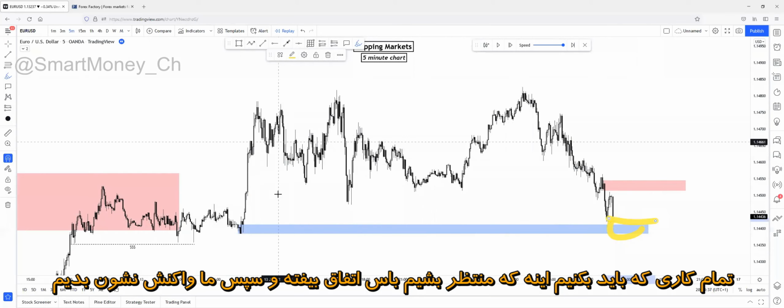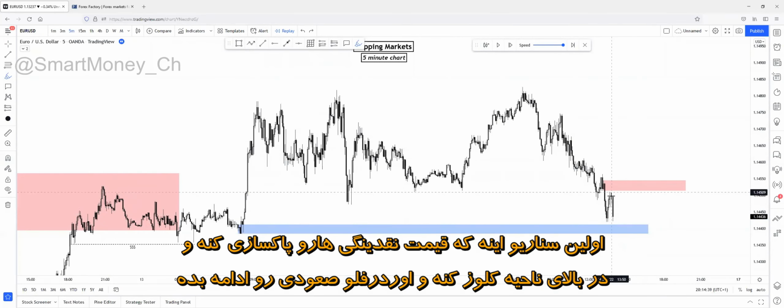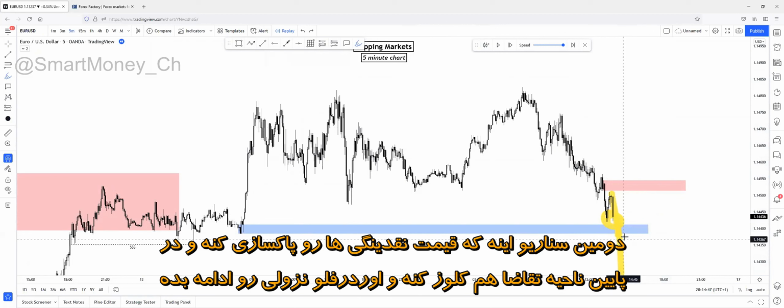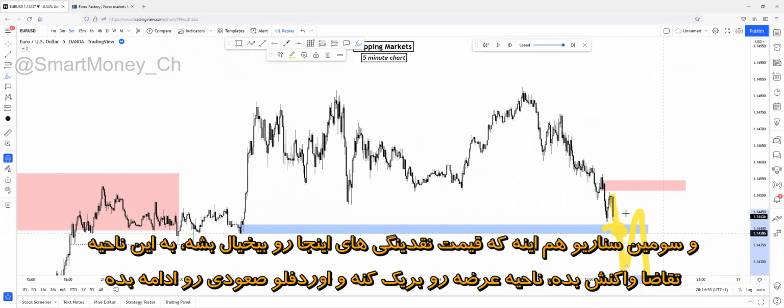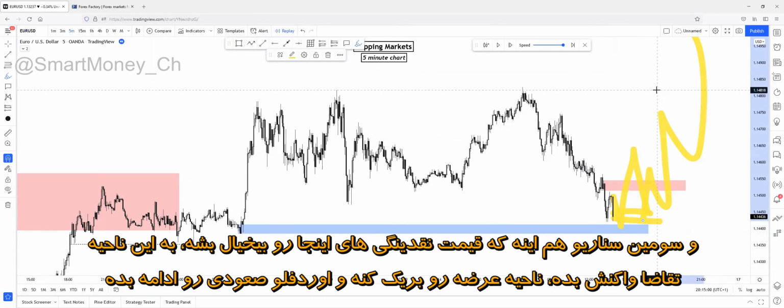The first scenario will be price sweeps the liquidity, closes above this demand zone, and the continuation of the bullish order flow. Second scenario, price sweeps the liquidity but closes below this demand zone and the continuation of the bearish order flow. And third scenario is price just leaves the liquidity right here, reacts on this demand zone and breaks through the supply zone and continuation of the bullish order flow.